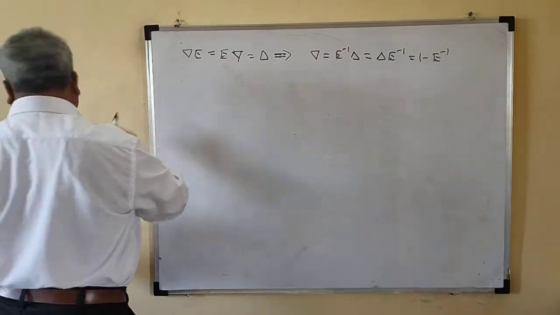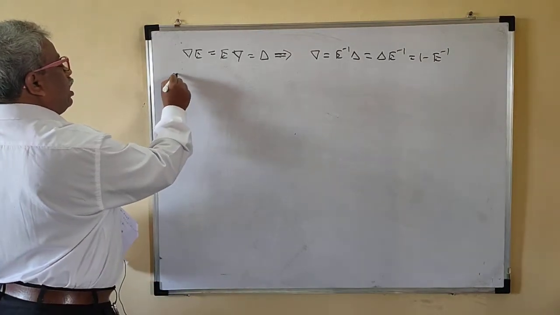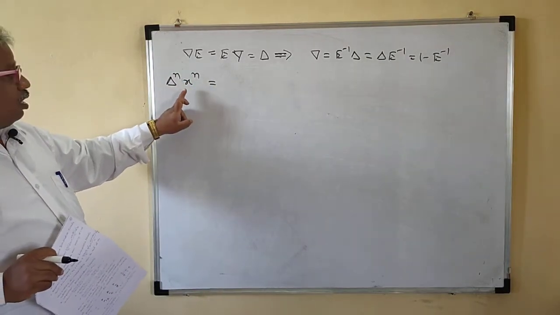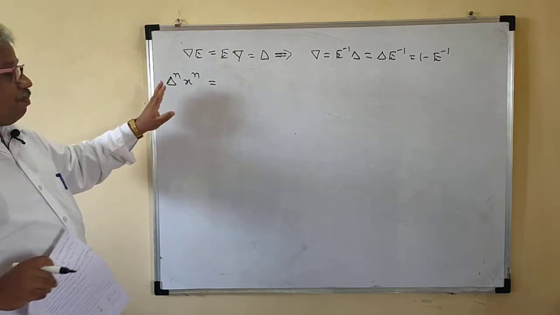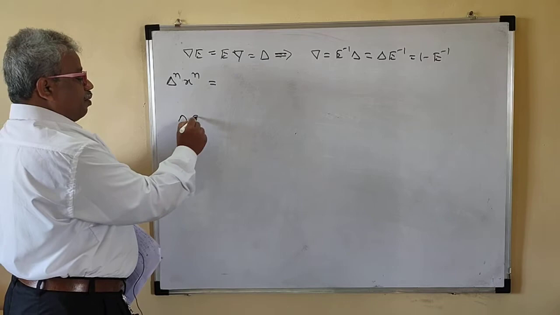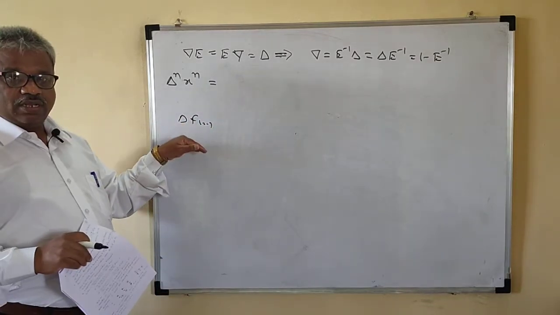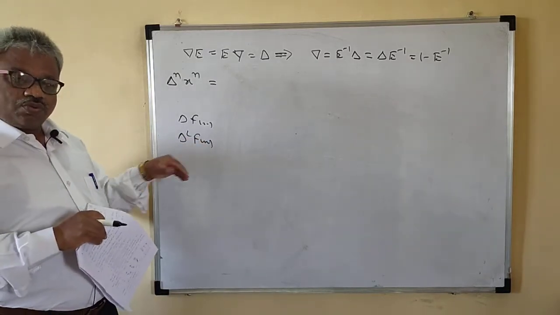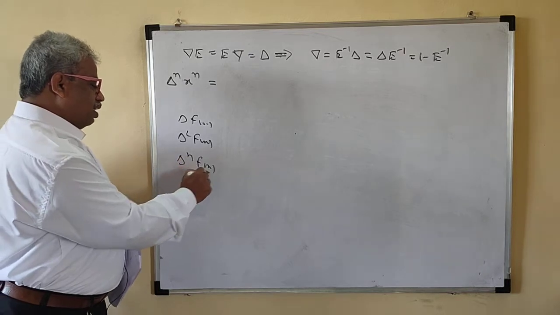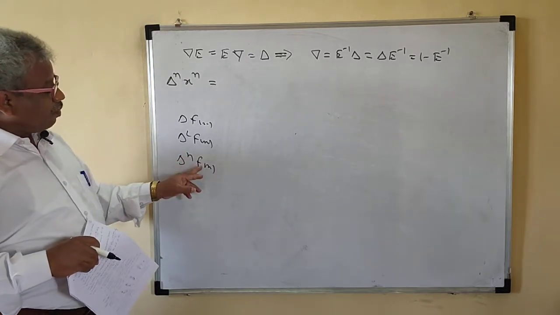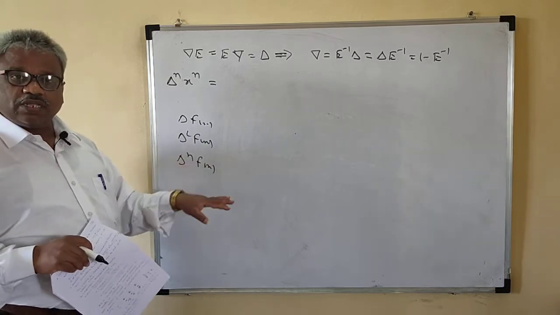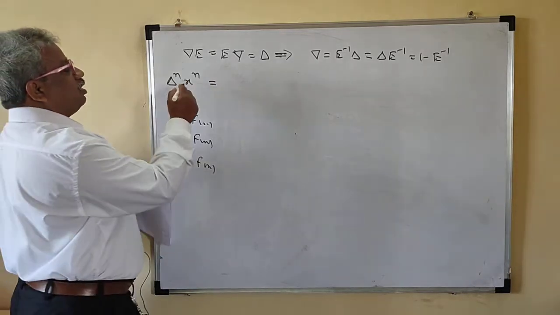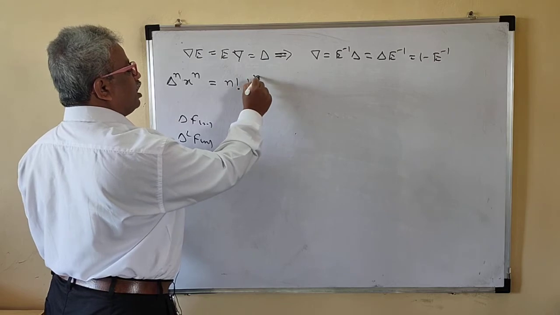Next, a very important thing: delta to the power n of x to the power n. This is the nth forward difference operated on a polynomial of degree n. If you apply delta on f of x, the degree will be reduced by 1. If you apply delta square on f of x, the degree will be reduced by 2. If you apply delta to the power n on f of x, the degree will be reduced by n. So if f of x is a polynomial of degree n, the degree is reduced by n, which means it is a constant. So this is n factorial h raised to n.